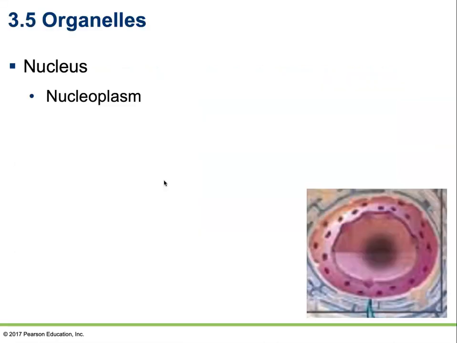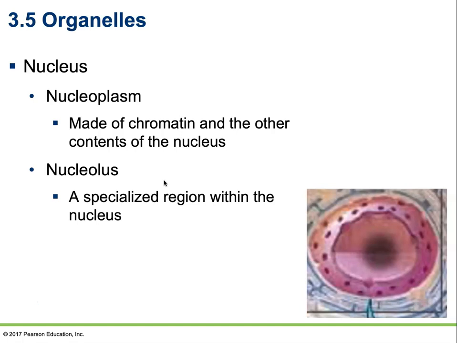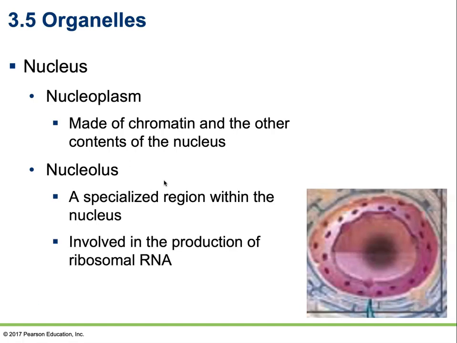So here's a little bit more information about our nucleus. As I've already mentioned, the nucleoplasm is made up of chromatin and the other contents of the nucleus. This is going to be that semi-fluid. The nucleolus is that specialized region within the nucleus that is involved in the production of ribosomal RNA, or the components that are going to make up ribosomes.